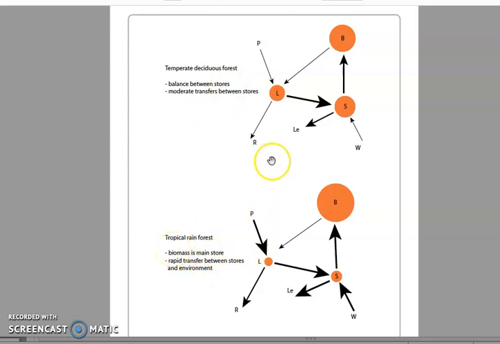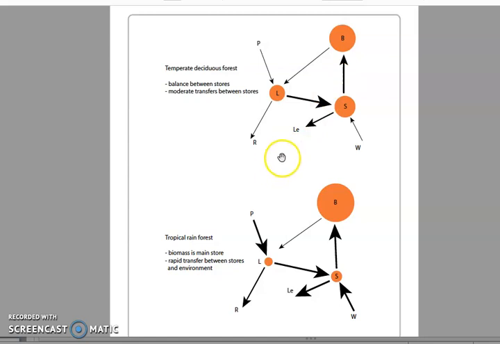And the main differences that we can see, well, these are proportional circles. So in the tropical rainforest, the B for biomass is much bigger than it is in the temperate forests, but in both of them, the biomass is the largest store. In temperate deciduous forests, soil and litter are bigger than in the tropical rainforest, but the soil is still bigger than the litter, but smaller than the biomass.